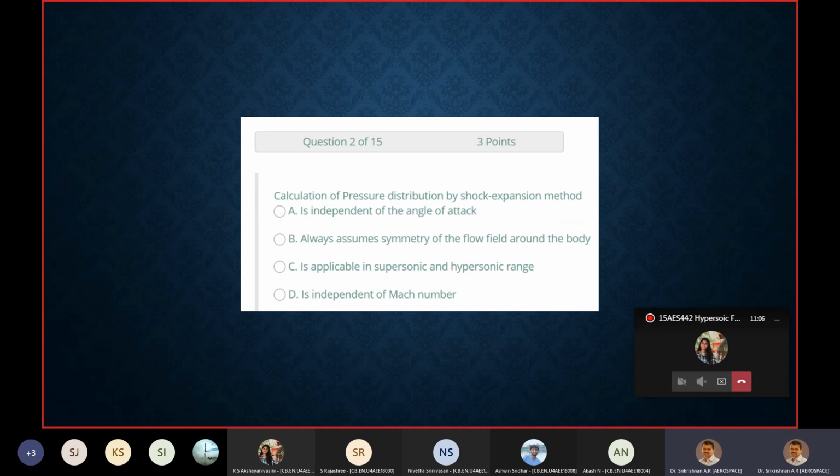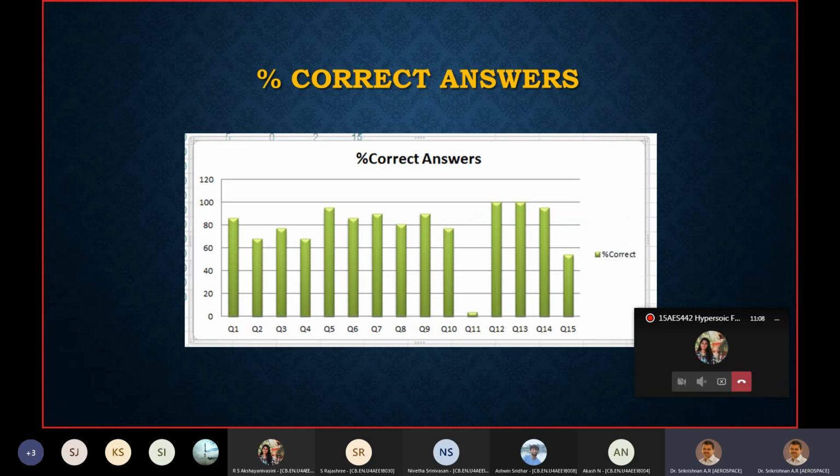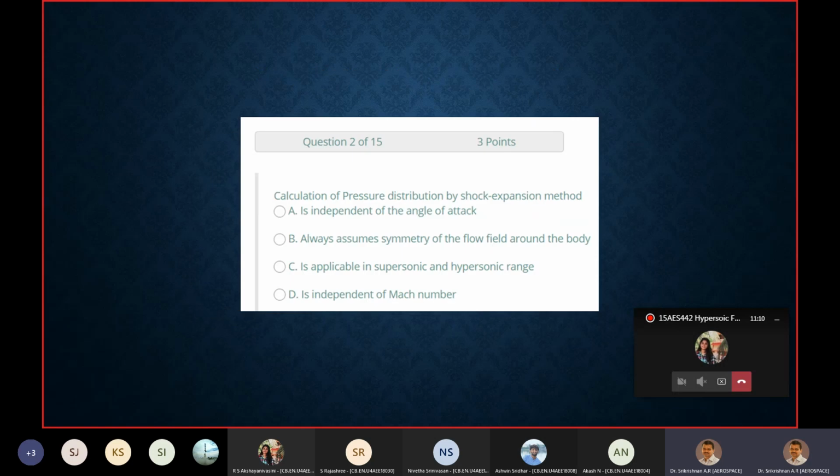Question 2 of 15, I guess that is, just above 60% is what the correct answer rate seems to be. The question is: calculation of pressure distribution by the shock expansion method is, the options are, independent of angle of attack, always assumes symmetry of the flow field, is applicable in the supersonic and hypersonic range, and is independent of Mach number.